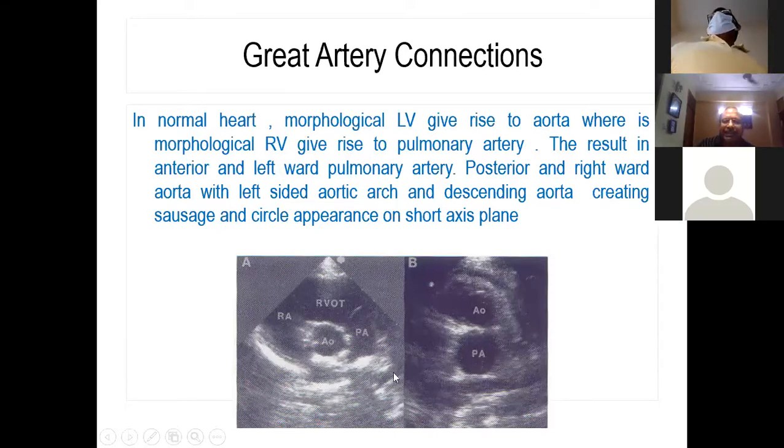If you happen to see, great artery connection is comfortable. Believe my words, if you have done all this, you have identified all structures, your life becomes so easy that you can easily say, look, this is my cup of tea or this is not my cup of tea.